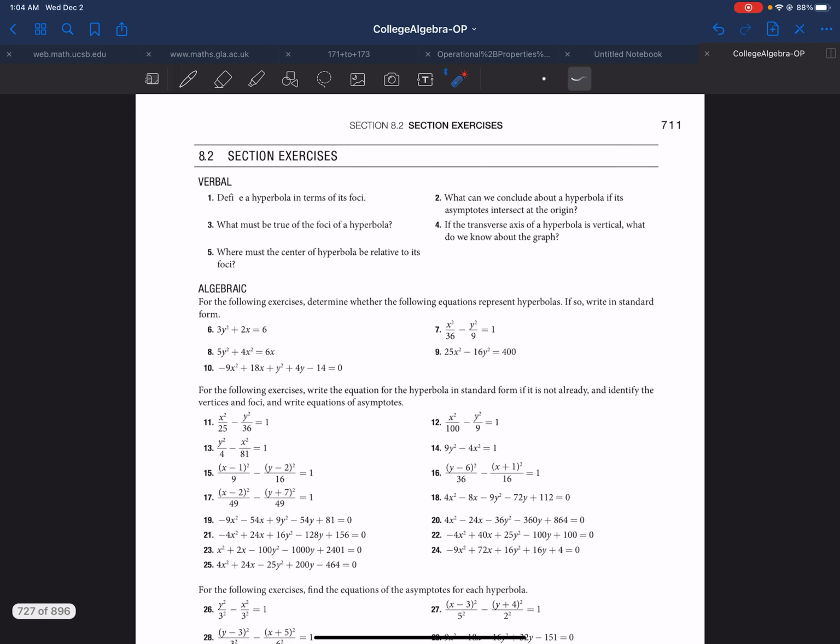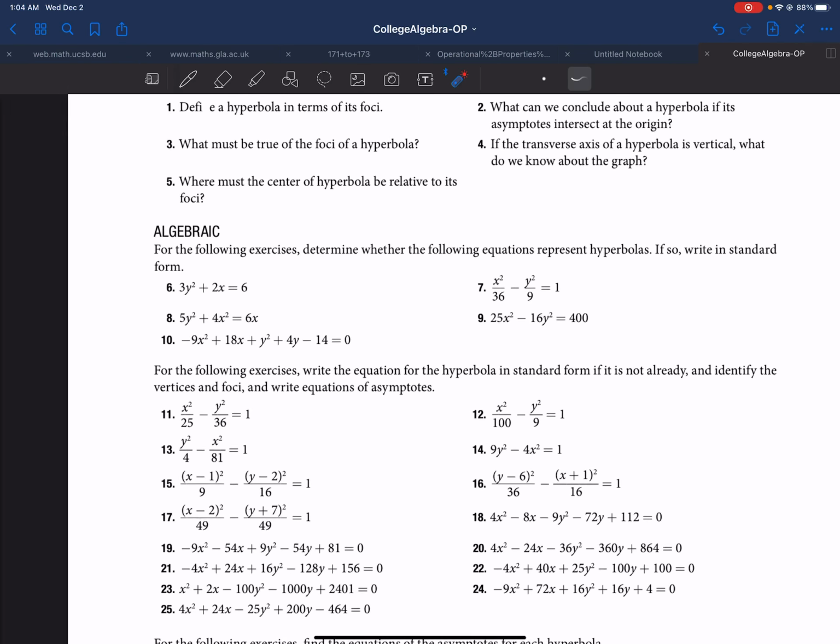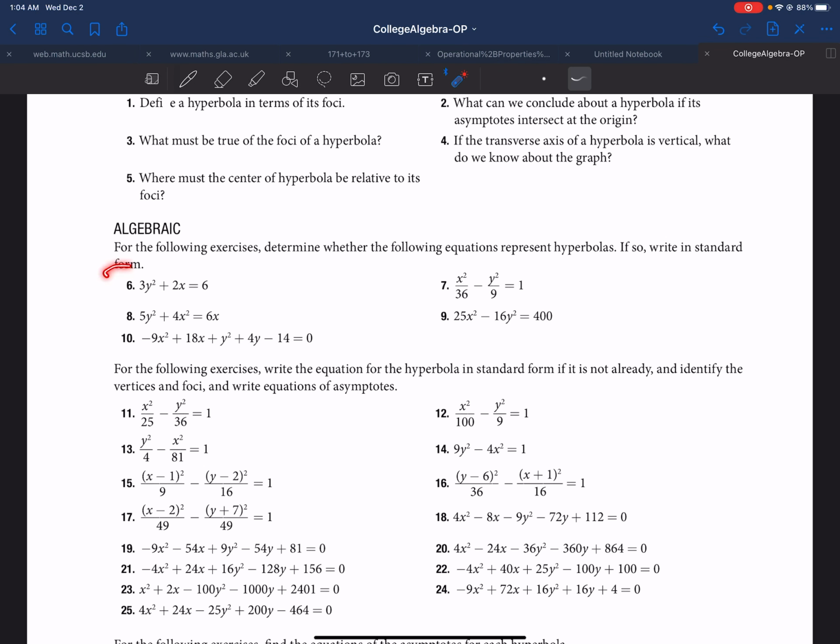If you look at the homework, now let's talk about it a little bit. In these first problems, it says determine if it does represent a hyperbola. If so, write it in standard form. In 6, the answer would be no. Why is it no? Because both the x and the y need to be squared, and the x isn't squared. Right there, you can say no. But also, one of them has to have a negative or a minus sign, and they don't. And so that is kind of disheartening.